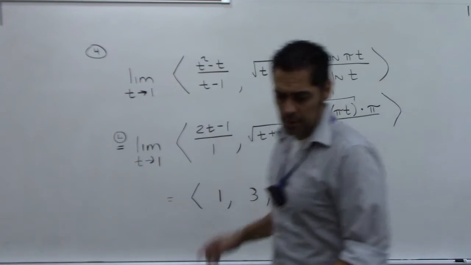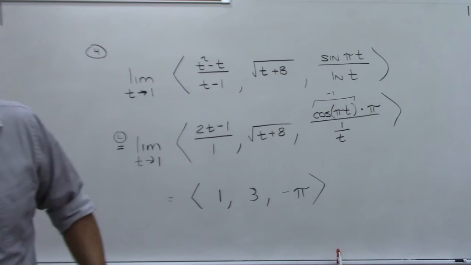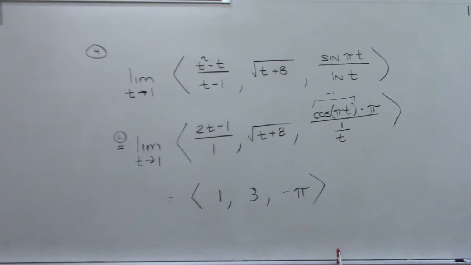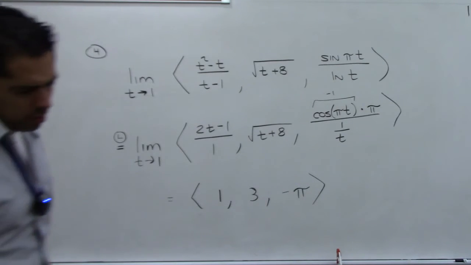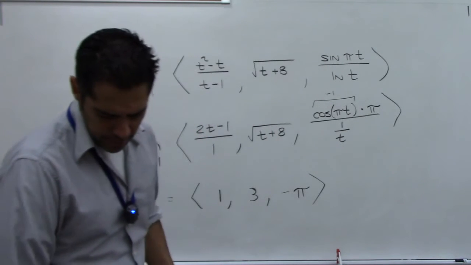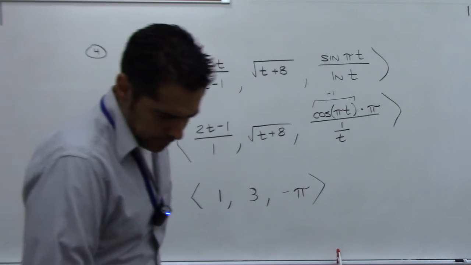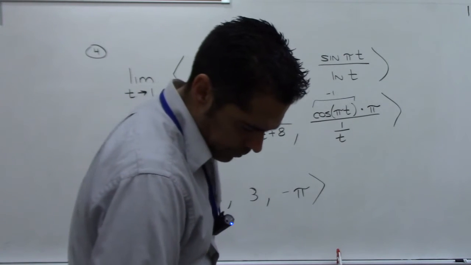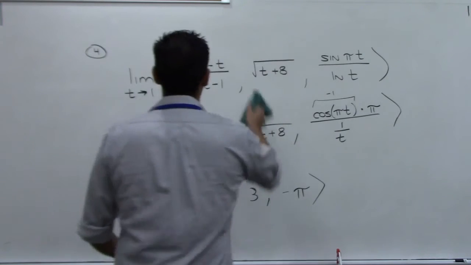So the limit is a vector. Just be careful, because the limit's a vector. It's not a number, right? All right, so that's 4. Let's look at 5. Oh, I'm supposed to just be doing odds. Oops. Okay, let's look at 5.